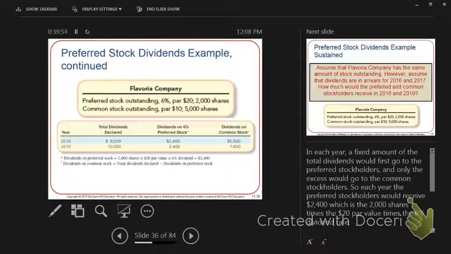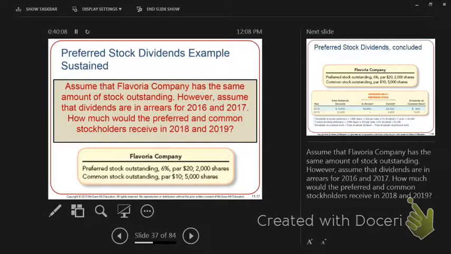So the key that you have to remember is how to come up with this dividend: number of shares times par times percent. And then, is it cumulative or is it current? This one was current. Now let's change it and say that it is a cumulative dividend, and they did not issue a dividend, but they said it's in arrears for 2016 and 2017. How would that change my numbers up here?